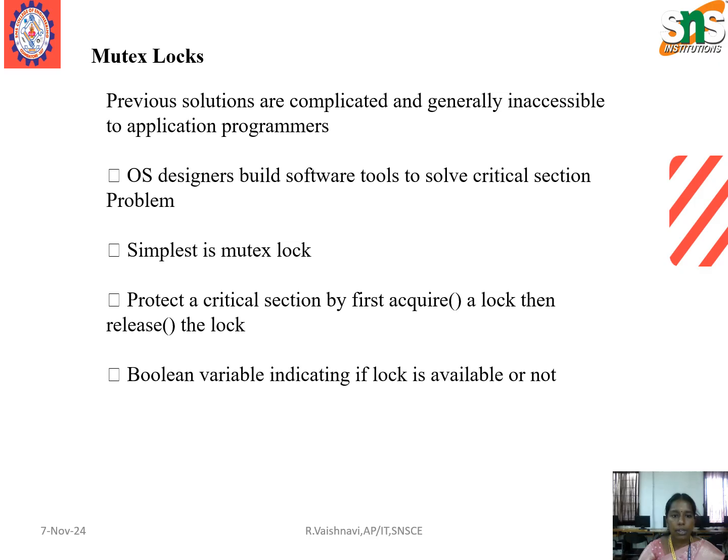Last one is the mutex locks. The previous solutions are complicated and generally inaccessible to application programmers. So OS designers build software tools to solve the critical section problem. The simplest is the mutex lock, that is, protect a critical section by first calling acquire to get a lock and then release the lock. It uses a boolean variable indicating whether the lock is available or not.